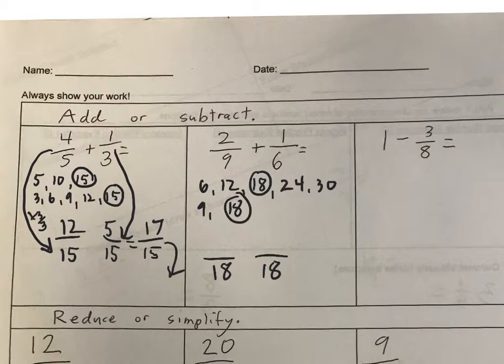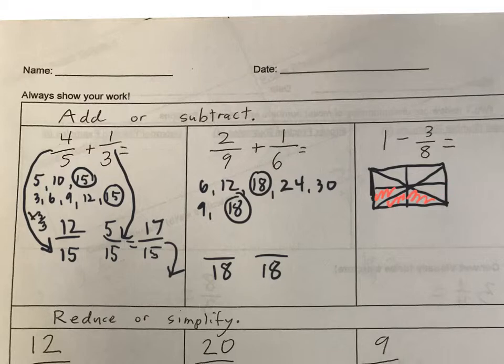And now we have a subtraction, 1 minus 3/8. If you really wanted to, you could probably just draw a picture for this, since we haven't done subtraction yet. If I had 1 and I took away, let me make it red, 3/8, how many 8ths are left? Well, 1, 2, 3, 4, 5 eighths are left, right?